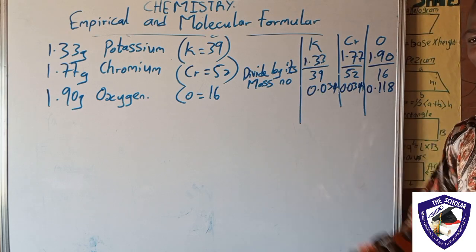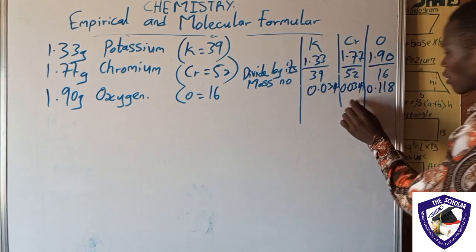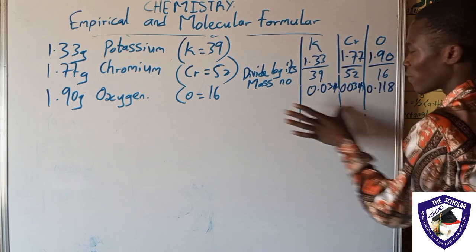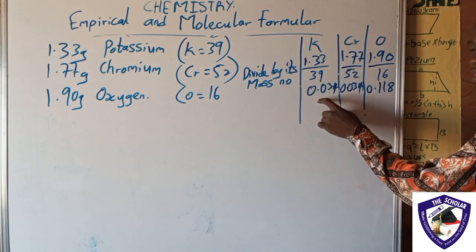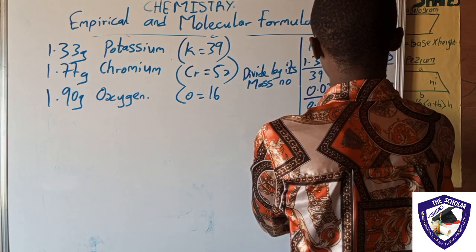Now, after getting this, the next thing is to divide each of these values by the smallest value. Here we have 0.034, 0.034, and 0.118. So the smallest value here is 0.034. So we divide each by 0.034.